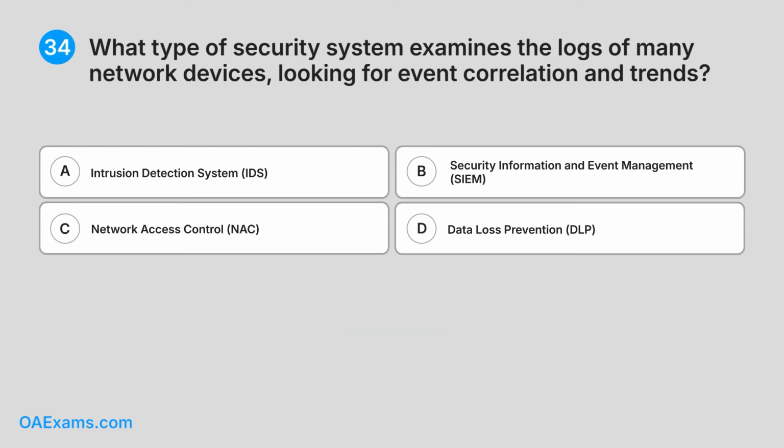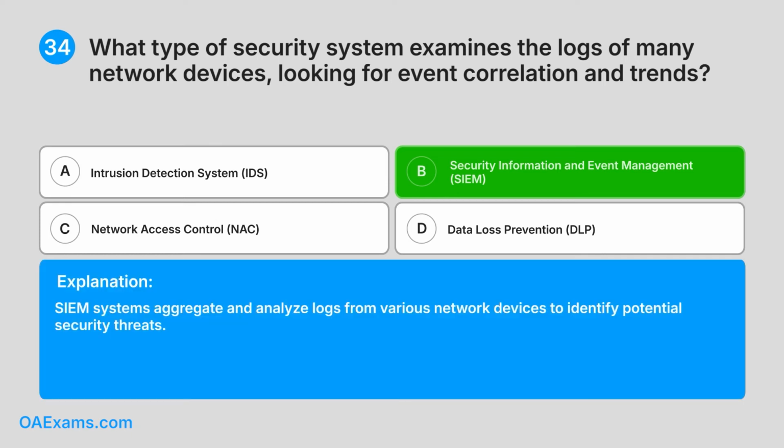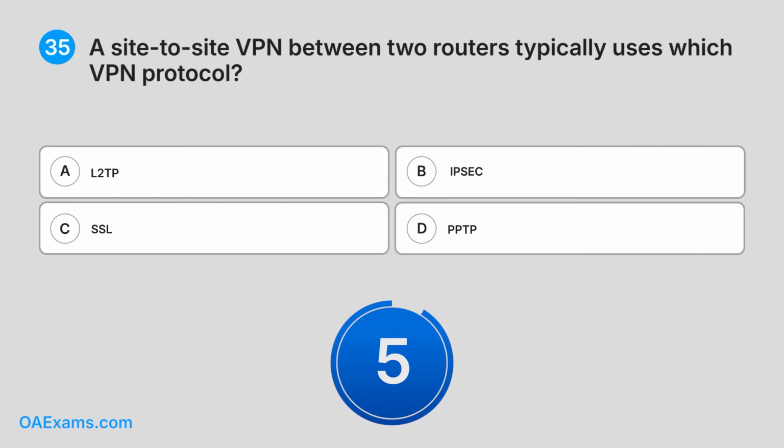Correct answer: B. Security Information and Event Management, SIEM. Explanation: SIEM systems aggregate and analyze logs from various network devices to identify potential security threats. 35. A site-to-site VPN between two routers typically uses which VPN protocol? A. L2TP. B. IPsec. C. SSL. D. PPTP. Do you know the answer?